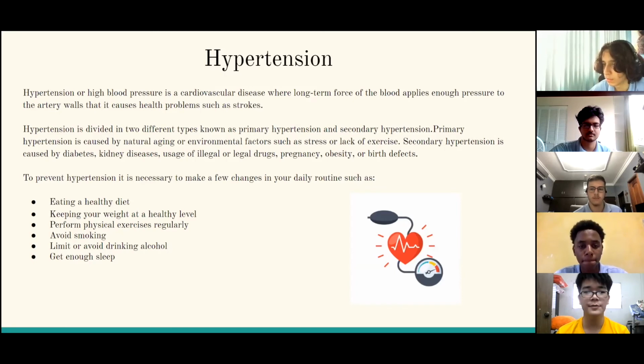To prevent hypertension, it is necessary to make a few changes in your daily routine, such as eating a healthy diet, keeping your weight at a healthy level, performing physical exercises regularly, avoiding smoking, and limiting or avoiding drinking alcohol.